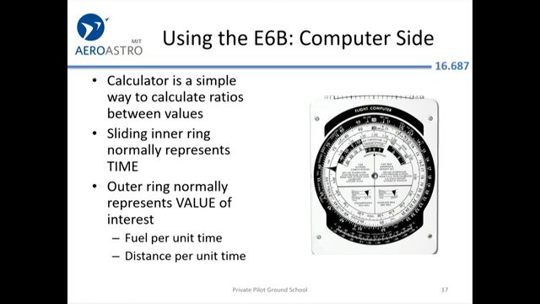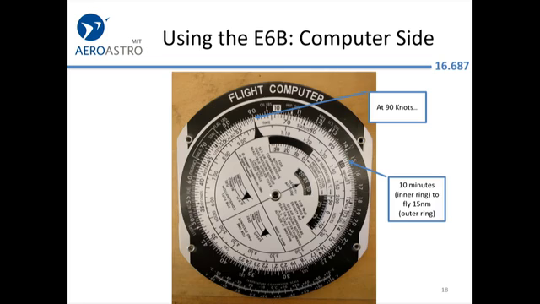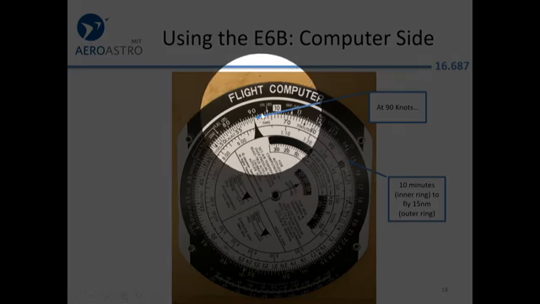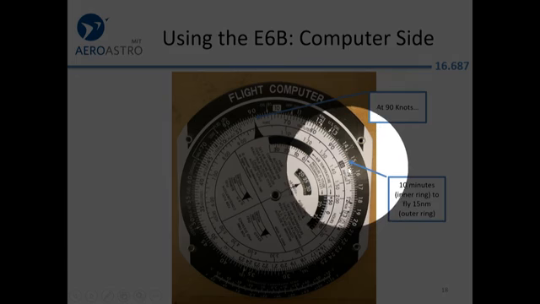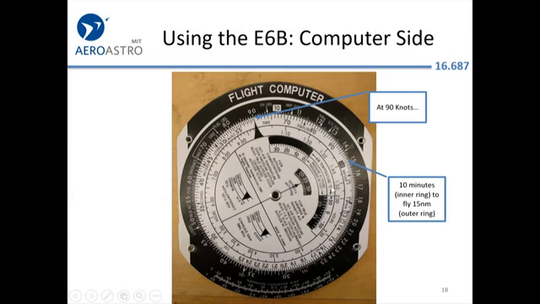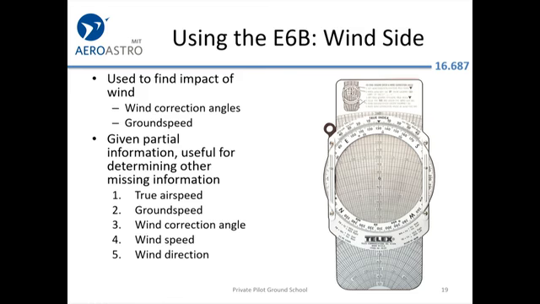There are paper E6Bs and metal ones. So this is a picture of a paper one. Again, you can kind of see that you can just set up, for example, that we're going to go 90 knots. And then that's here. If we go 90 knots, then it will take us 10 minutes to go 15 miles. Not very exciting. The wind side is more interesting.